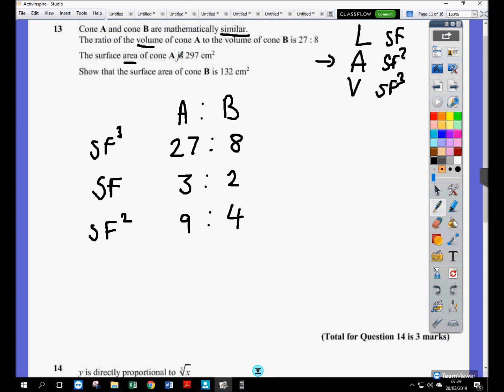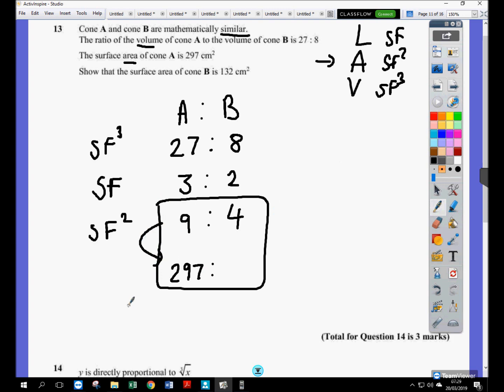Now it tells me that the surface area of cone A is 297. So I'm going to write 297 just underneath this one. What I'm going to do is concentrate on this part. Figure out how these numbers are related. So I'm going to type into the calculator. I want to figure out how I get from 9 to 297 by multiplication. And I can do that by typing in 297 divided by 9. And if you type that into the calculator, you end up with 33. So 297 divided by 9 is 33.